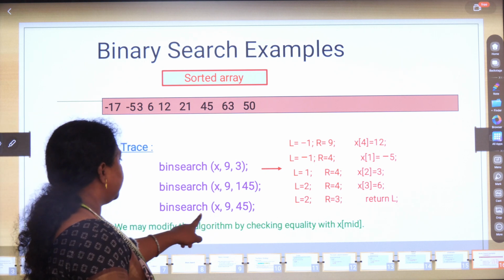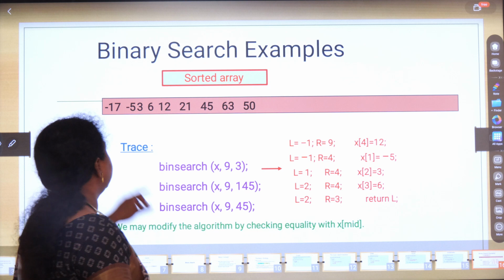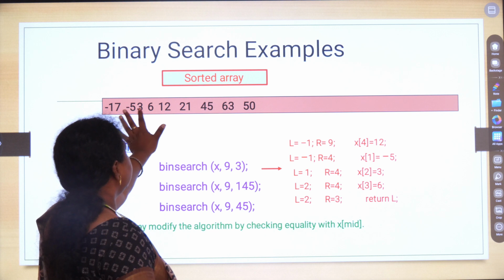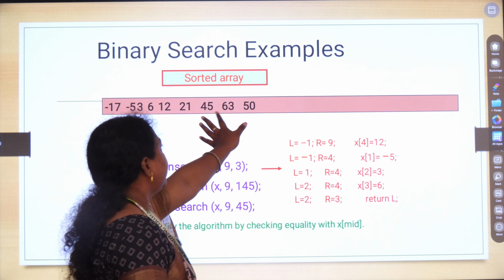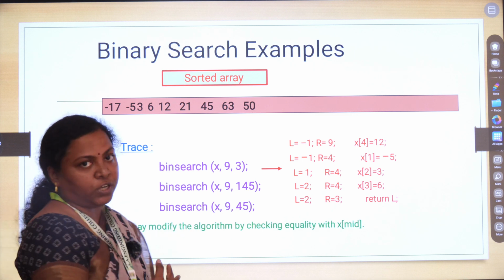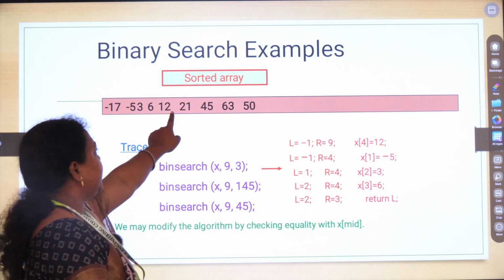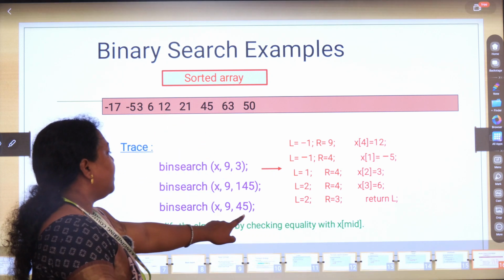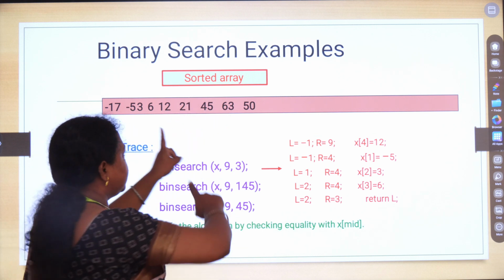The last one, the binary search of x9 45, is there. So we will find out how it happens here. It divides into two equal parts. -17, -53, 6, 12 will be the first part, and 21, 45, 63 and 50 will be the second part. What is the key value here? 45. 45 is greater than this value. What is the intermediate value? Which is 12. So the intermediate value is 12 and 45 is greater than the intermediate value. So it takes the second group.